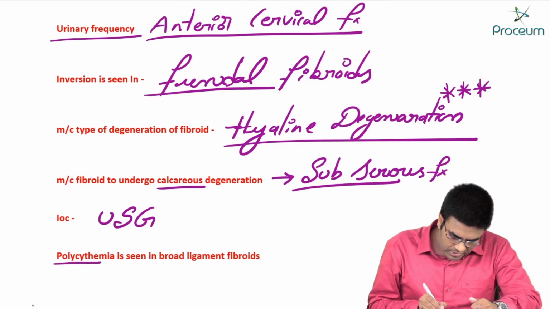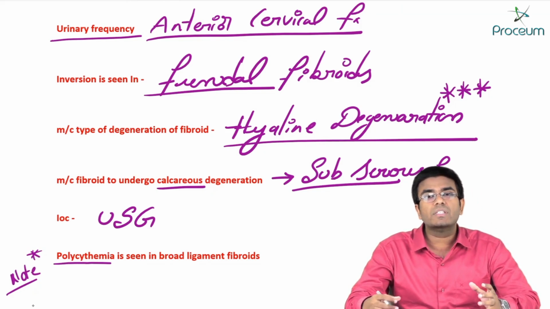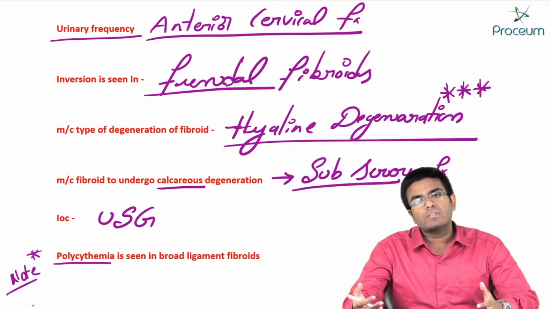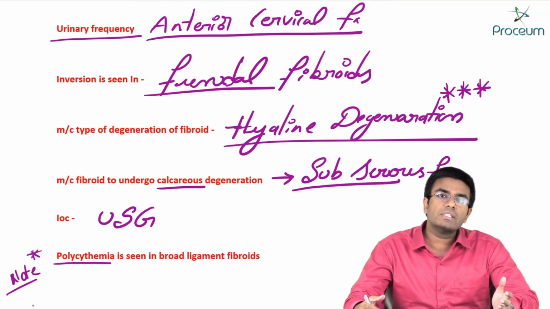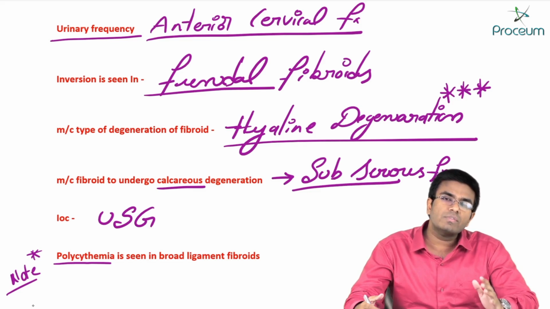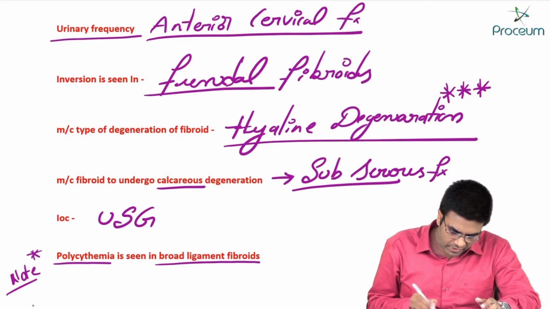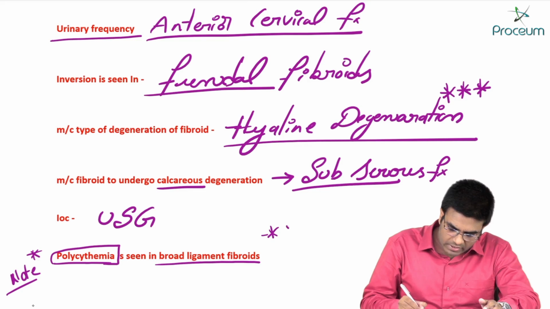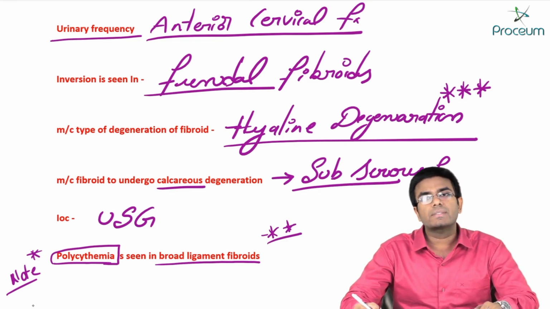Guys, please concentrate. Here I have already given. It is a note, okay, note point. Guys, please concentrate. Usually because of the fibroids, the female is going to have excessive bleeding, menorrhagia. So excessive bleeding female will have anemia. Usually fibroids will cause anemia. But those females who are having fibroids in the broad ligament, they are associated with the polycythemia. So which fibroids causes polycythemia, guys? They are broad ligament fibroids.